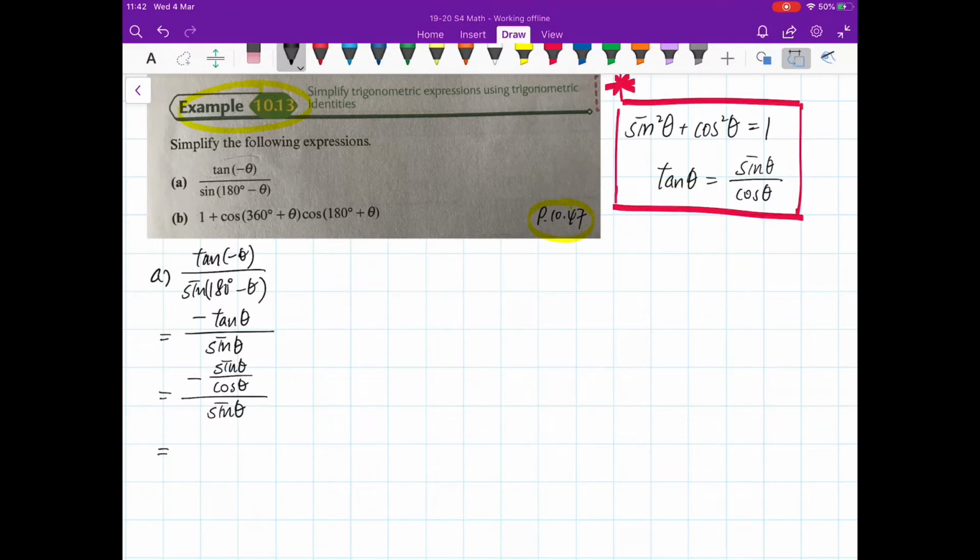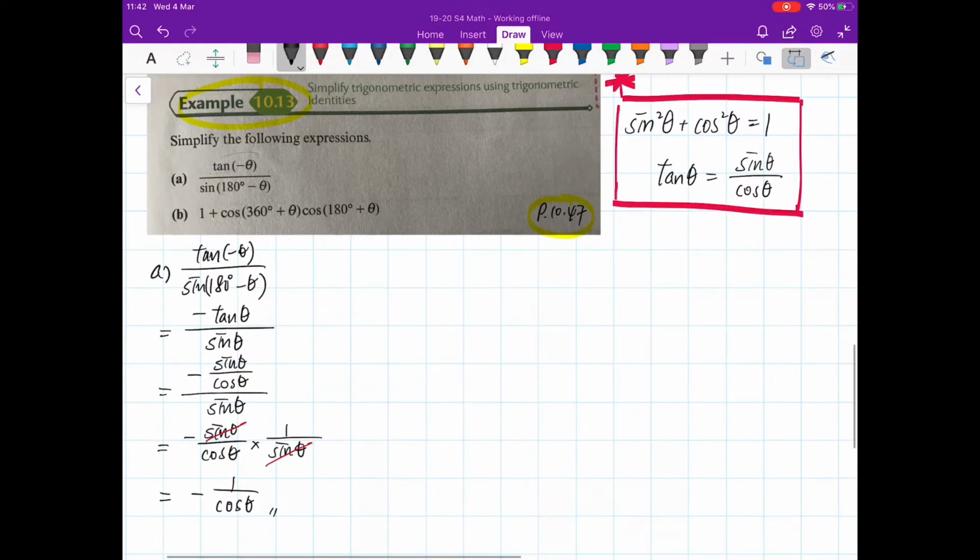For the next step, I will separate the fraction into negative sine theta over cosine theta times 1 over sine theta. And finally, we can cancel out the sine theta and get the final answer, negative 1 over cosine theta. Okay, we have finished part A.